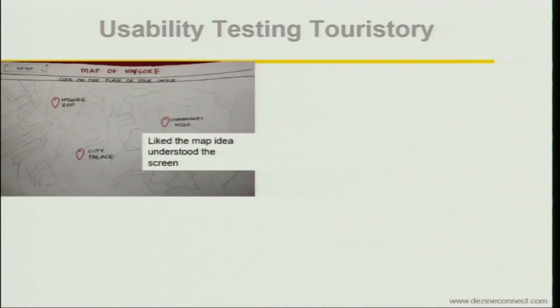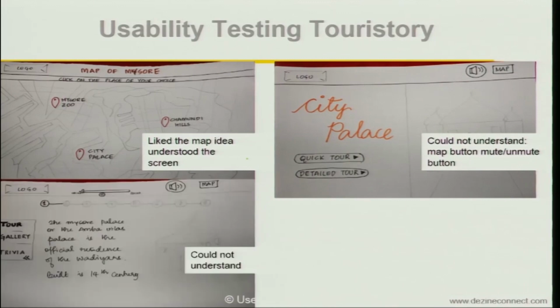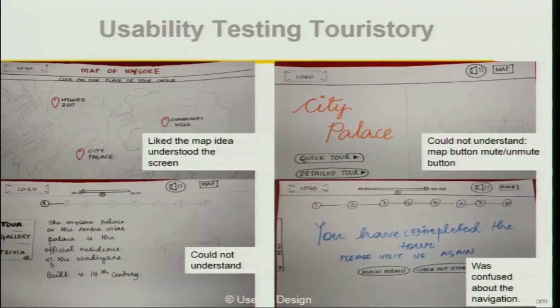Now, the tourist story example that I gave you, and I'm going to show you very quick sort of prototyping that this team did and got just basic quick feedback, right? Over here they say, liked the map idea and understood the screen. And then when they went to the next thing, could not understand map button, could not understand mute or unmute button. These are little notes, annotations that the team is taking as they're testing with users. Then this screen they couldn't understand at all. It didn't make sense to them and was confused about the navigation. Now, while this is too cryptic, right?